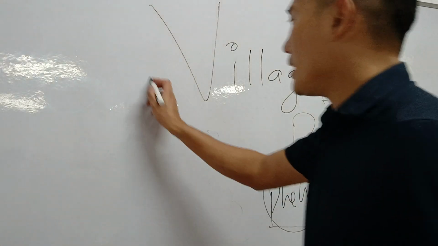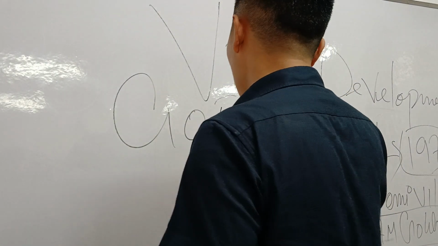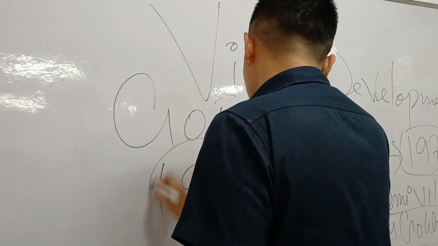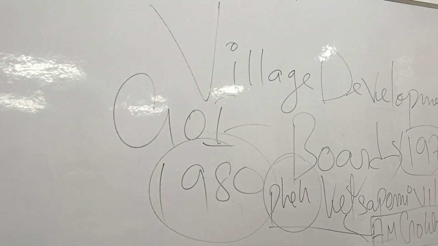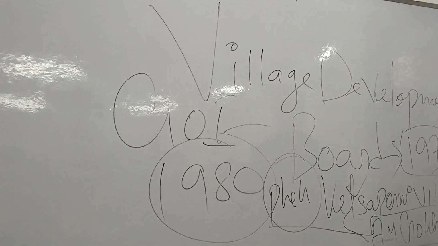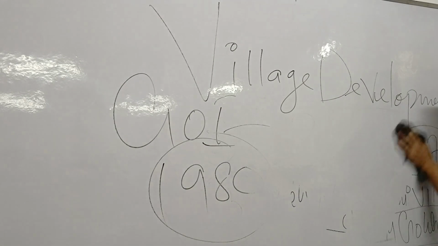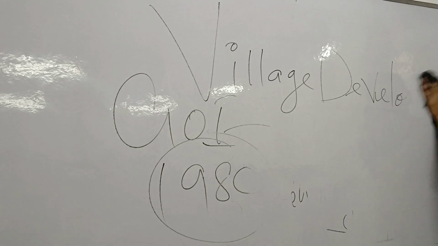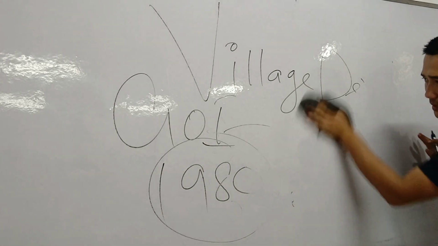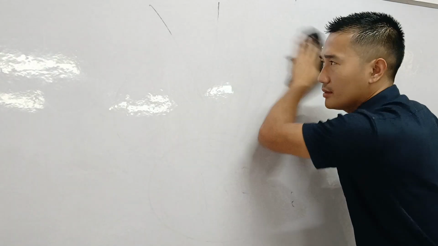So, the government of Nagaland decided we will establish VDB all over the state of Nagaland in the year 1980. Too important. 1980, VDB was established all over the state of Nagaland. 1980 is too important. The date is too important.